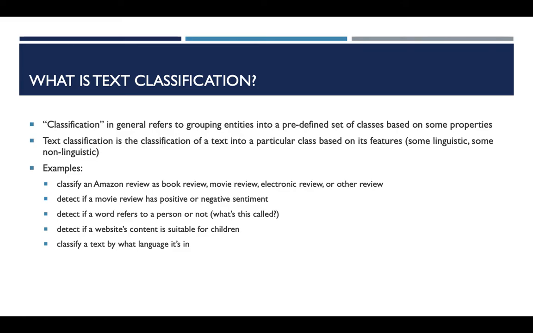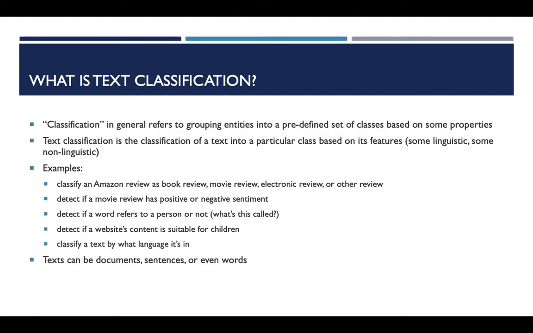to group those. Detect if a word refers to a person or not. We've actually talked about this already previously in the class. This is called named entity recognition. So classifying whether a word is a person or not, NER, named entity recognition. Telling if a website's content is suitable for children. You could do this automatically with machine learning. Look at the content in the website and decide whether or not this should be hidden behind the filter that parents put on there, or maybe classifying a text based on what language it's in.